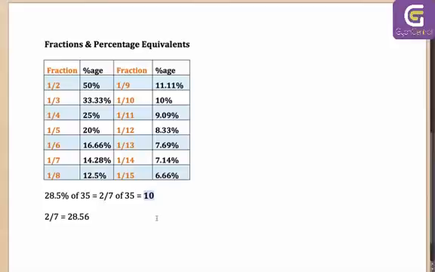Once you have the value of 10, look at the options. If there is an option which is 10 and the others are very, very far, well, your answer is 10. However, if there is an option like, let's say 9.98, there is 10.04 and stuff like that, your answer will be just less than 10. Why? Because 2 by 7 here, as you can see, is 28.56. So you have calculated 28.56% as 10. 28.5% will be a little less than that. And that is how you can use these fractions and their equivalent percentages for easier and faster calculation. Hope that helps.